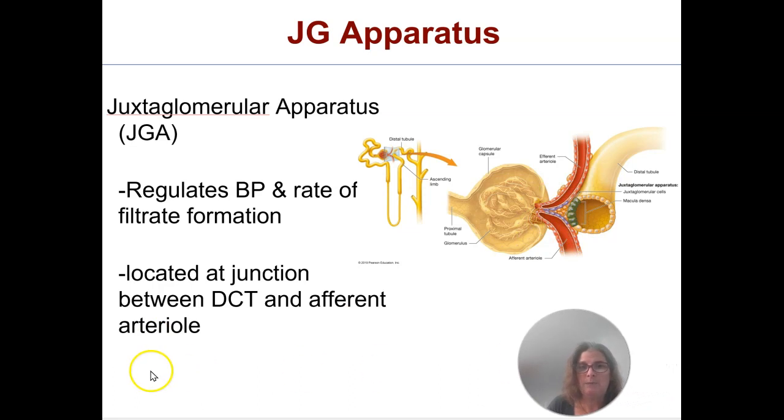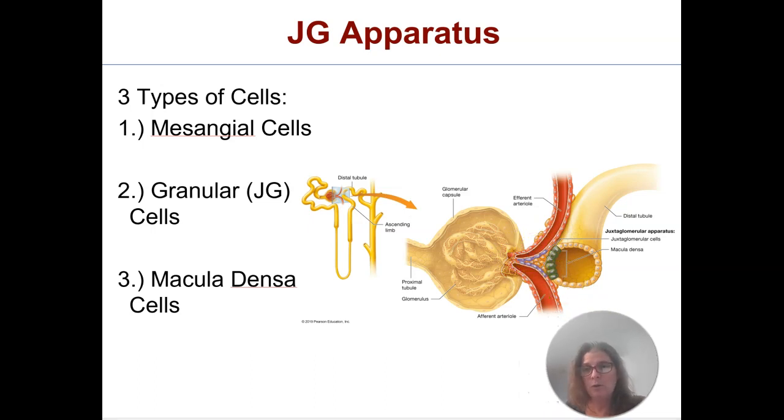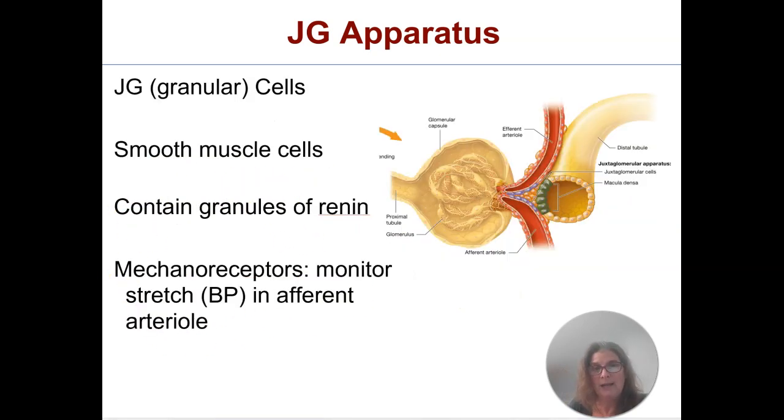There are 3 types of cells here that I want you to know. The first ones are just called mesangial cells, and they're like these pinkish cells in here. All they do is support. They don't have a physiology role. They're more of a supporting role, and they help support the afferent arteriole as well as the DCT. And then you have what are called the JG cells, and the JG cells are the ones that are in the afferent arteriole primarily. And the macula densa cells, they're shown in green here. These are the cells inside the DCT. These cells are going to have a physiology function that we'll be exploring more in a later lecture.